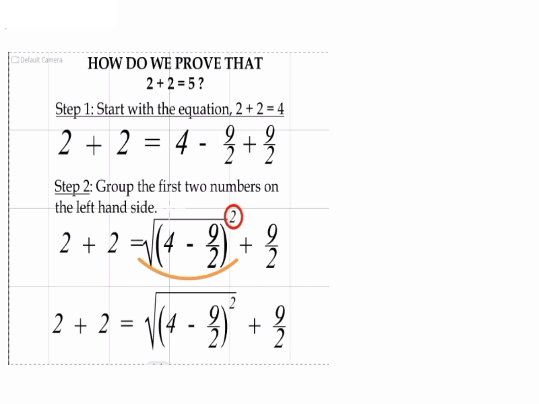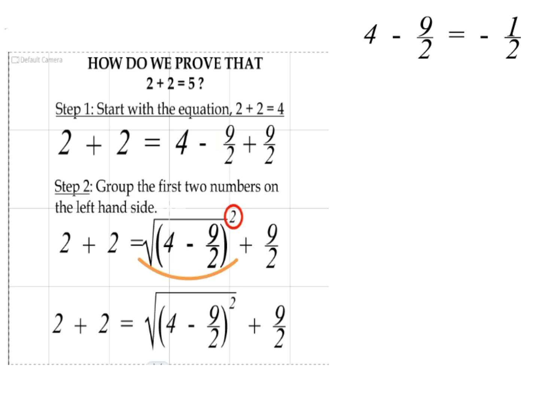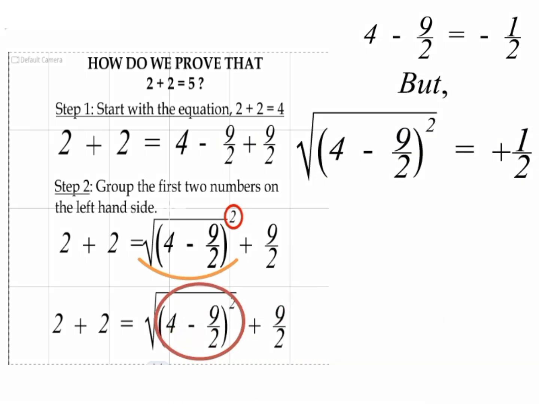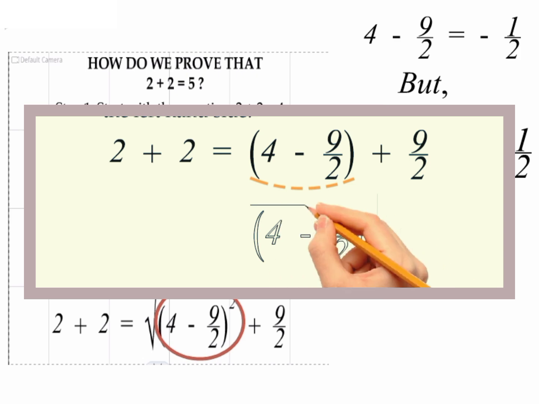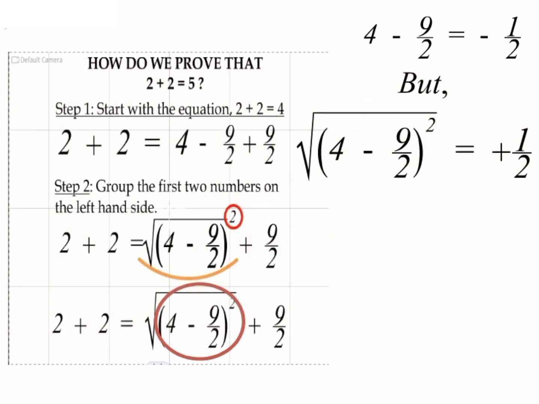Let us even see what 4 minus 9 over 2 will give when treated separately. 4 minus 9 over 2 is equal to minus 1 over 2, but the square root operation we added gave a positive result of 1 over 2. This is where the error came in. The negative number, minus 1 over 2, can't be treated with a square root sign and a square, with the aim of canceling each other. There is no such number whose square root will yield a negative number.